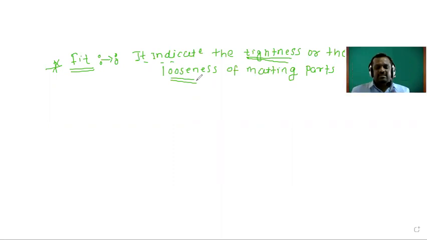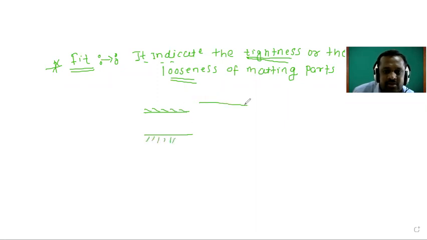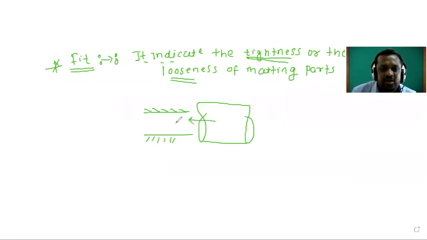Then take another example. Suppose this is the hole, just imagine, and this is the shaft. Suppose I have inserted that shaft into this hole. Then is it showing tightness or looseness? It is showing the tightness.